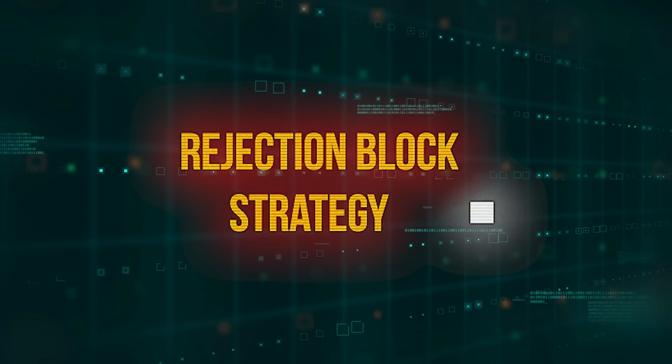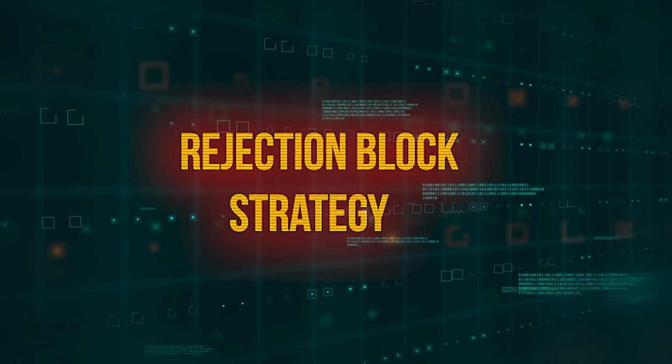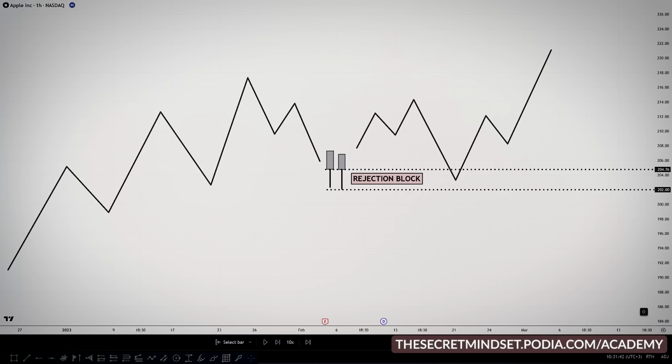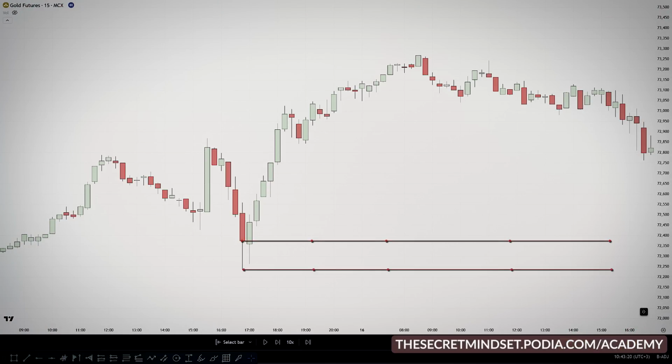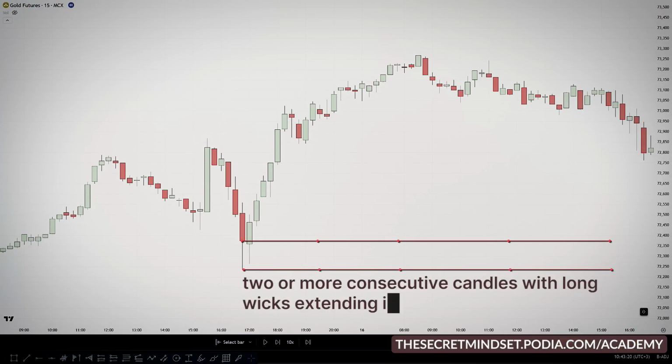The rejection block strategy is the second price action method, capitalizing on the behavior of large institutional traders. So let's break down this strategy step by step. The first key element of this method is spotting a 2-wick rejection. If there are more wicks, even better. This occurs when we see at least 2 consecutive candles with long wicks extending in the same direction.